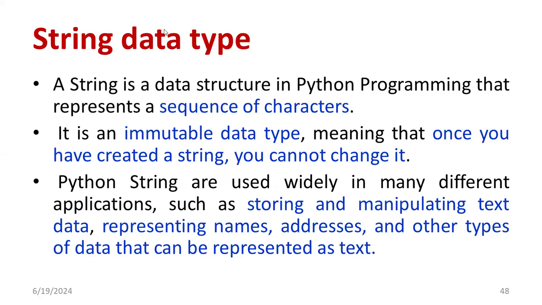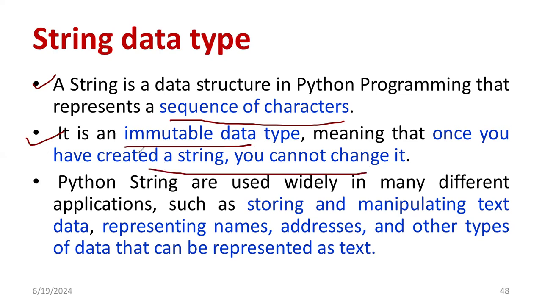First of all, I will be discussing what is the meaning of string. Basically, string is a data type, or we can call it a data structure in Python programming, that represents a sequence of characters. For example, hello, your name, your class details, like a group of characters which we are going to represent, that is called string. String is immutable. We want to justify it. I'll be showing you with the help of some examples. Once you have created it, you cannot change it thereafter. That is why it is called immutable.